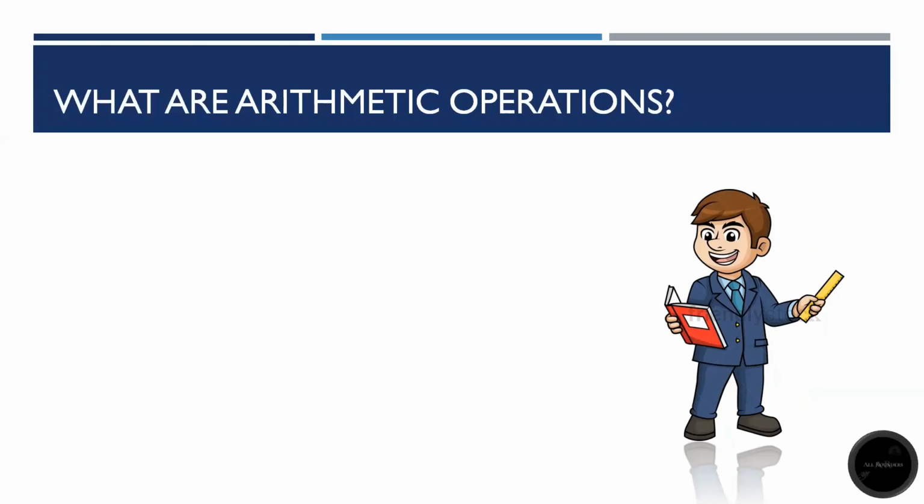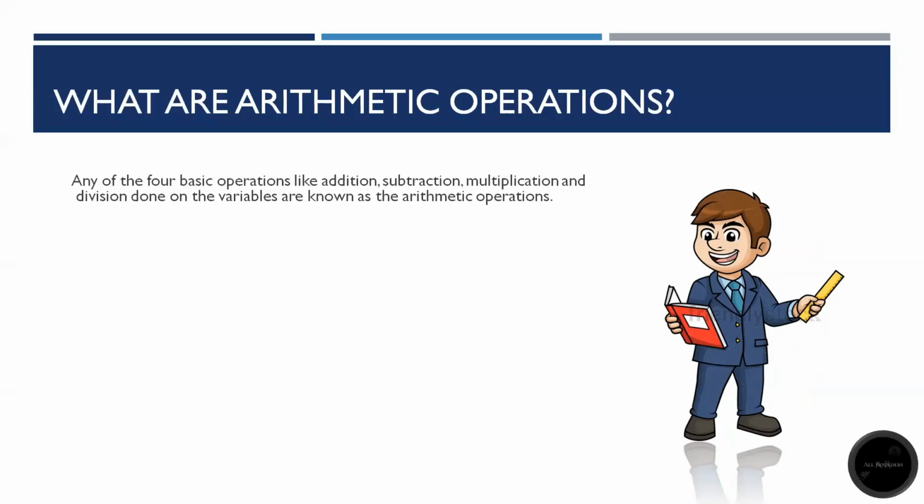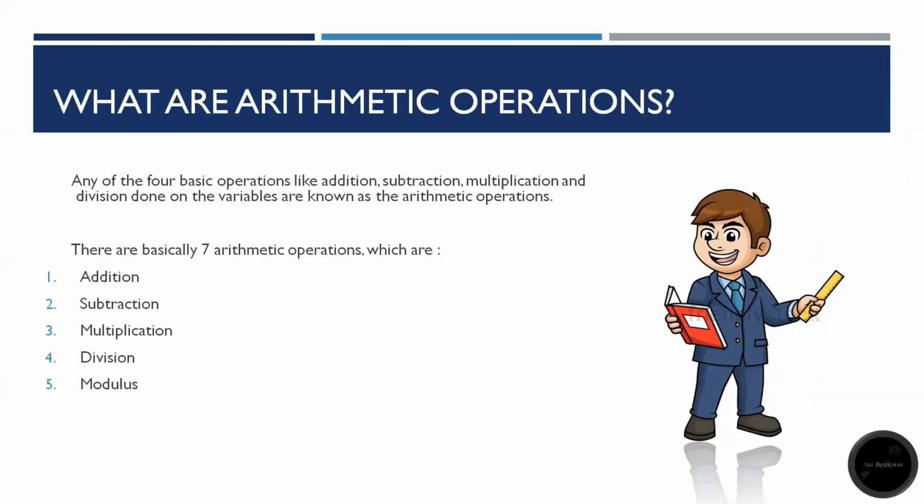So guys, over here, I'll tell you what arithmetic operations are. Any of the four basic operations like addition, subtraction, multiplication, and division done on variables are known as arithmetic operations. Basically, in Python, there are seven arithmetic operations, namely addition, subtraction, multiplication, division, modulus, exponent, and floor division.